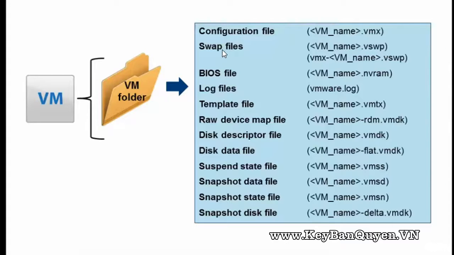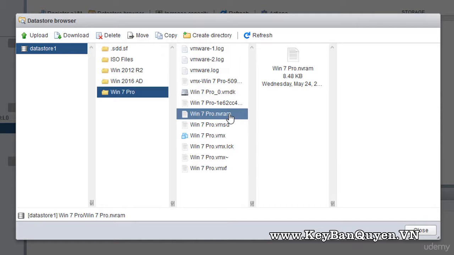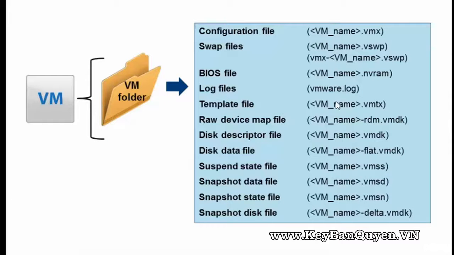for example, the VSWP is a swap file. As you will see, the virtual machine name.vswp. We have the BIOS file, the nvram, this one right here. This nvram is information about the BIOS. Also, we have, for example, the log file, with all the information about the virtual machine log.